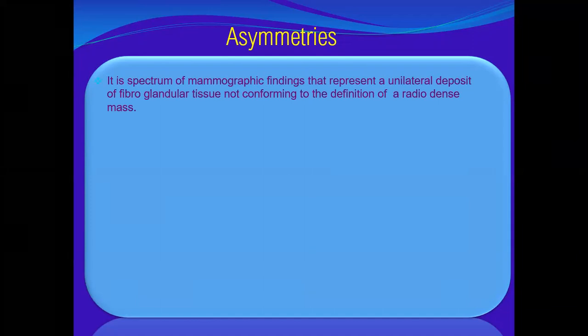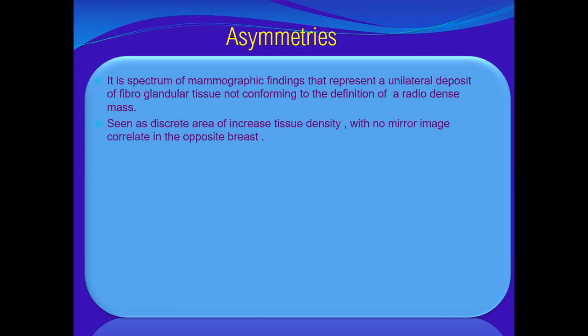Okay, so it is a spectrum of mammographic findings representing unilateral deposit of fibroglandular tissue, not conforming to the definition of radiodense mass. Seen as a discrete area of increased tissue density with no mirror image correlating in the opposite breast. As we have seen in the previous example, we could see added density, one more brighter area, having no mirror image in the contralateral. When we compare it with the opposite breast, it is not seen there, okay?